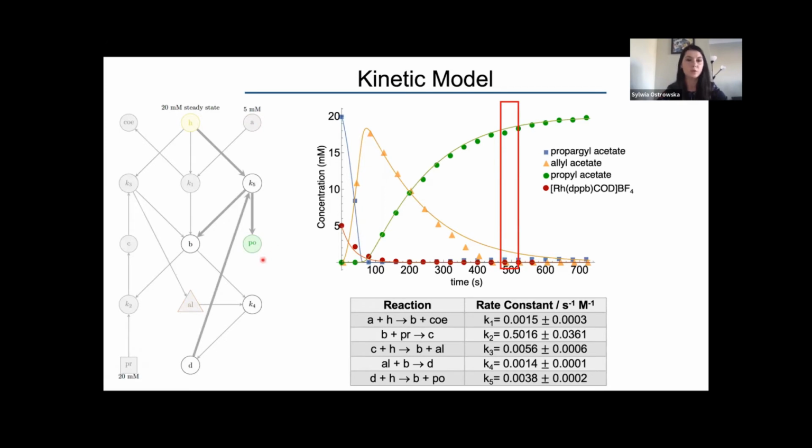Now, lastly, we move on to the last hydrogenation step. Allyl acetate goes to propyl acetate.